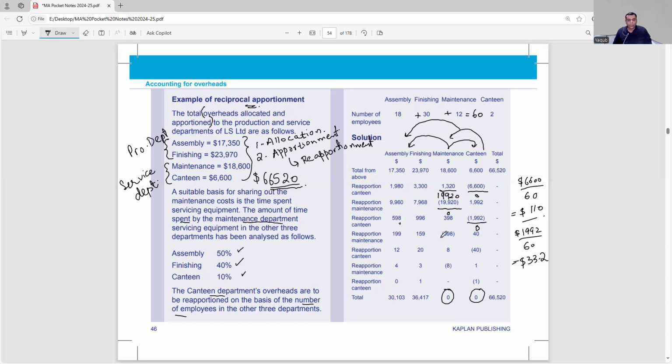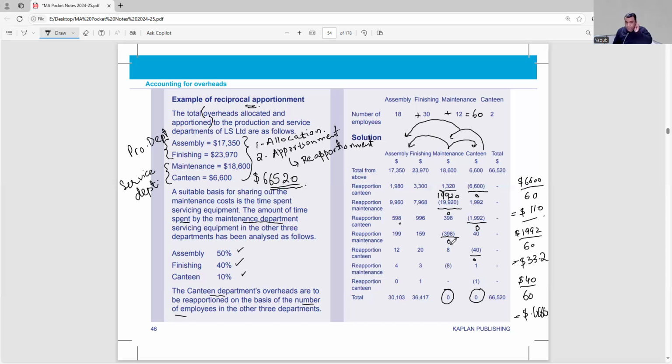So once again, you can see that we have $40 of canteen cost. Although it started from 6,600, then it reduced to 1992, but once again it is here with the $40. So the process of reapportionment will arise once again, and this $40 is divided by the 60 employees. 40 divided by 60, we have 0.66666. So this 0.666 is multiplied with the number of employees 18, you will get this answer of 12. It is multiplied by 30, you will get this answer of 20. It is multiplied by 12, you will get this answer of 8.